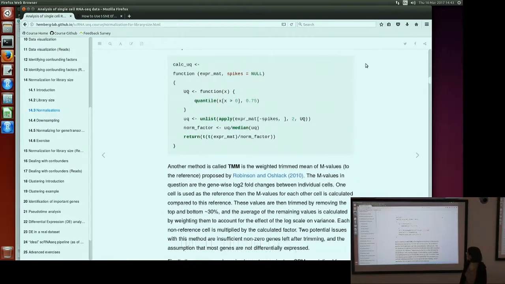And this is how you calculate it. Apply to each column of this matrix this upper quantile. We calculate the quantile, and then normalize this to the median of the UQ so that you're not shrinking all your expression values too small. And then divide the entire matrix by that normalization.